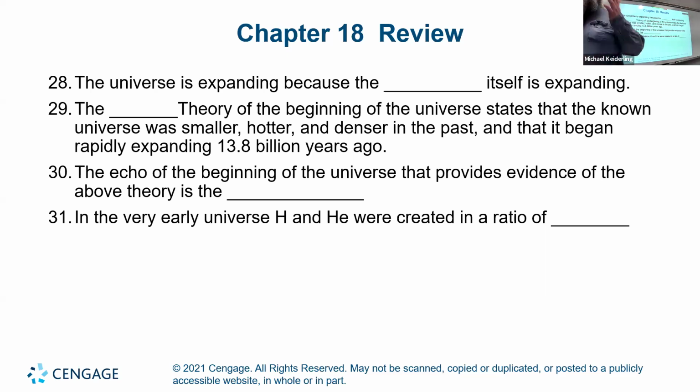And in the very early universe, hydrogen and helium were created in a ratio of 3:1 by mass. So, for every 3 grams of hydrogen, there was 1 gram of helium.